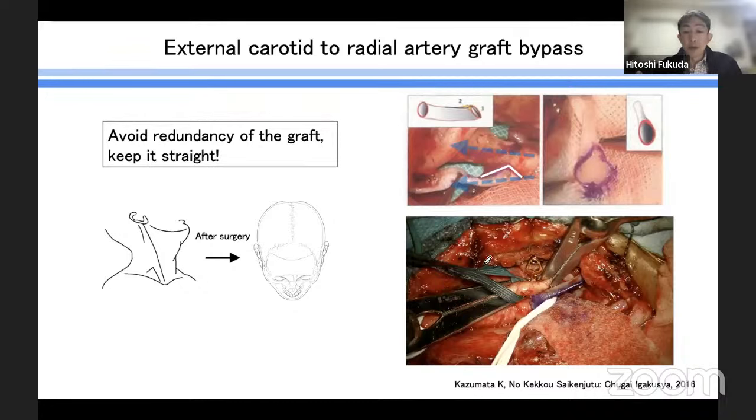And then, when clamping the ECA, first we insert the proximal bulldog forceps parallel to the ECA, and then pull and anchor the graft to make this graft straight. And then we twist the distal bulldog forceps anteriorly to make a nice space for this straight graft.